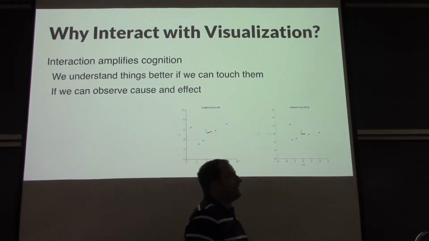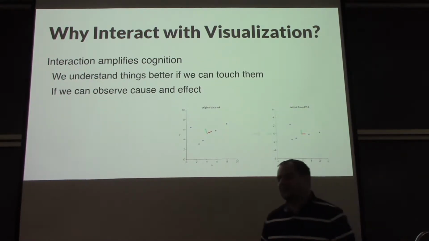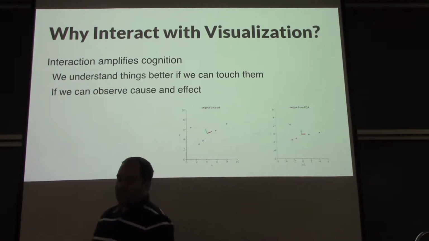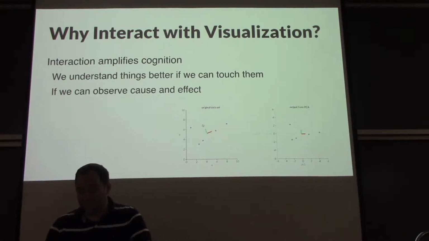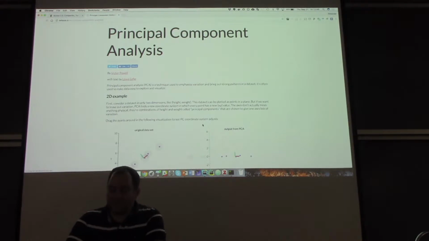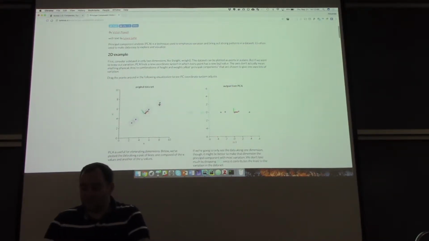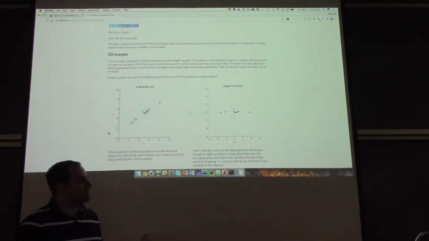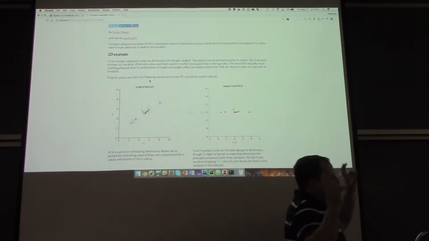Interaction also amplifies cognition. When we do something and play with something, we understand it better. So this is really a great effect for learning. I'll be coming back to this example when we do multidimensional data visualization. But this here is just a visualization of how principal component analysis works. Principal component analysis finds the dominant direction in a data set.